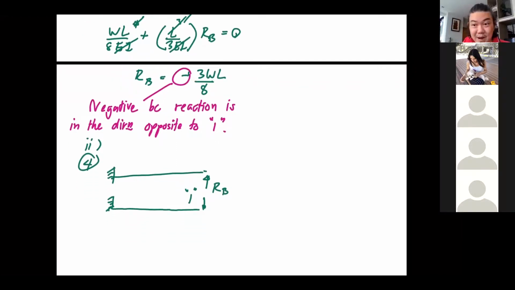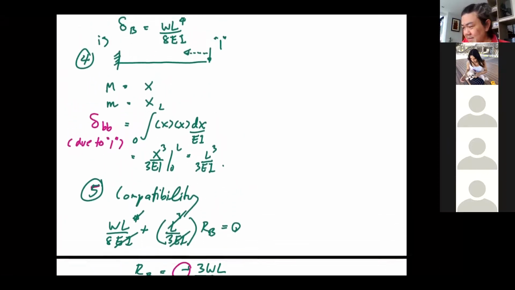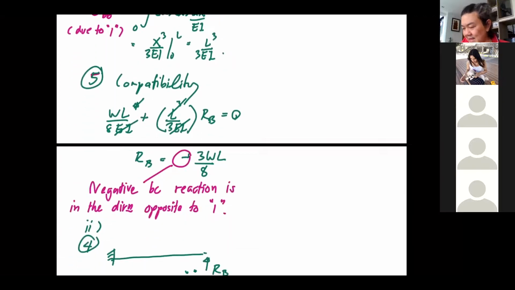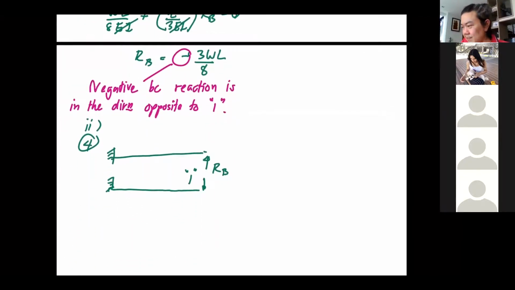So now we have to be mindful of the sign, right? In fact, if you think this is a negative moment, you may write it down as minus x and minus x, but in the end it's the same because the loads are the same. But in the second case, you have to be mindful of your direction now.